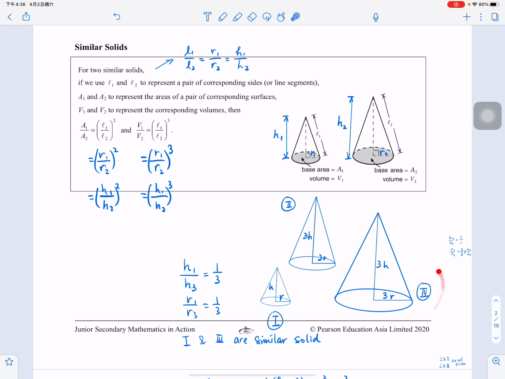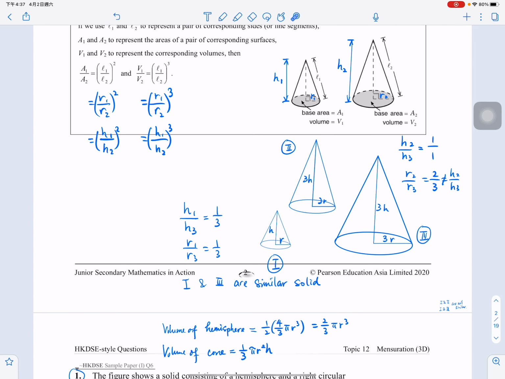How about 2 and 3? What do you think? Let's see. You check it. H2 over H3: here is 3H over 3H, that means 1 to 1, right? However, for the second radius R2 over the third one, R3, 2R over 3R, that means 2 over 3, which is not the same as H2 over H3. So in the end, you see that the second and the third one are not similar solids.